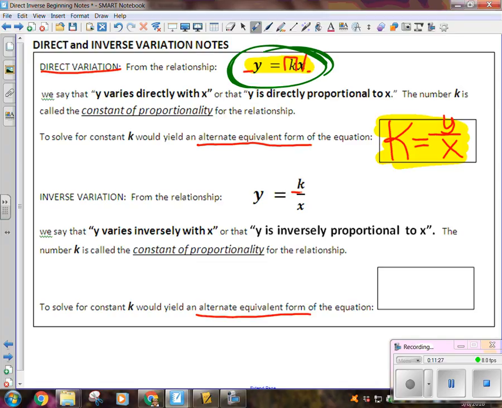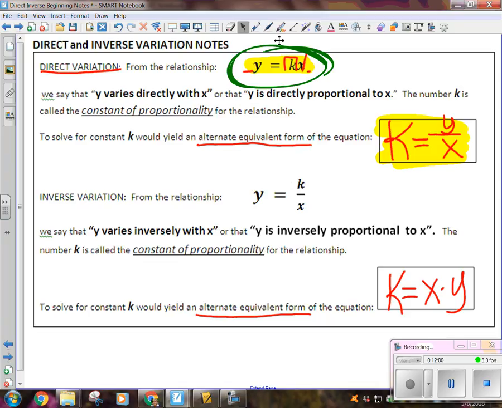Okay, what if I had to solve this for an alternate equivalent form of the equation? Which means I want to get this constant letter k by itself. How would I get rid of the divide bar and how would I get rid of x? I would want to leave k, times it by x. If you times one side by x, you'd times the other side by x. So when you canceled, you'd get what? Write in the box, the constant k is equal to what? X times y.